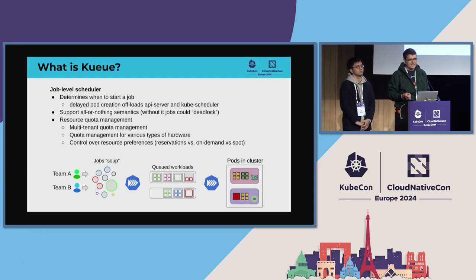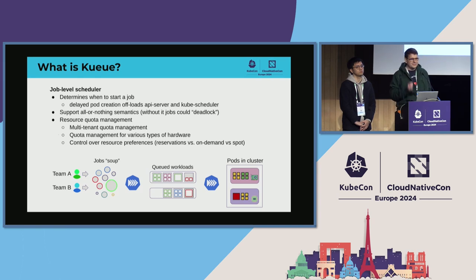Another important characteristic of Q is that we have the goal of supporting all or nothing semantic. So for machine learning jobs, it is very important that all pods are running at the same time. So as you can imagine, with limited resources, if two large jobs start at the same time, they could deadlock and could not run all the pods. So this is one of the important goals for Q.